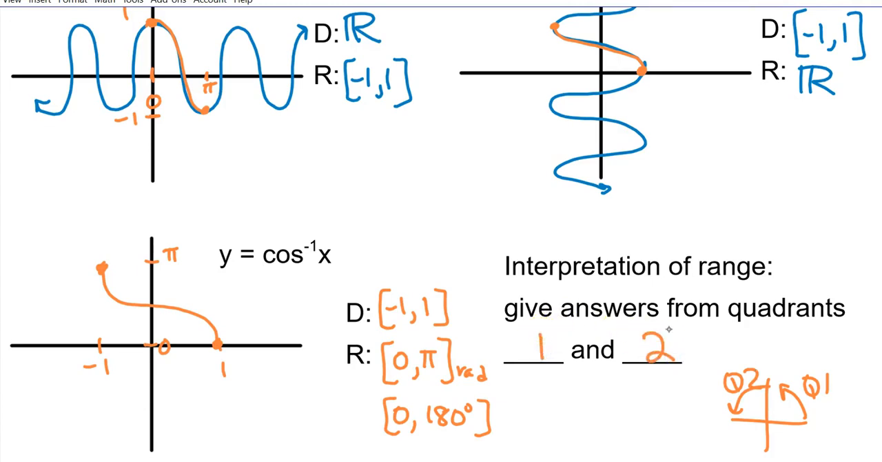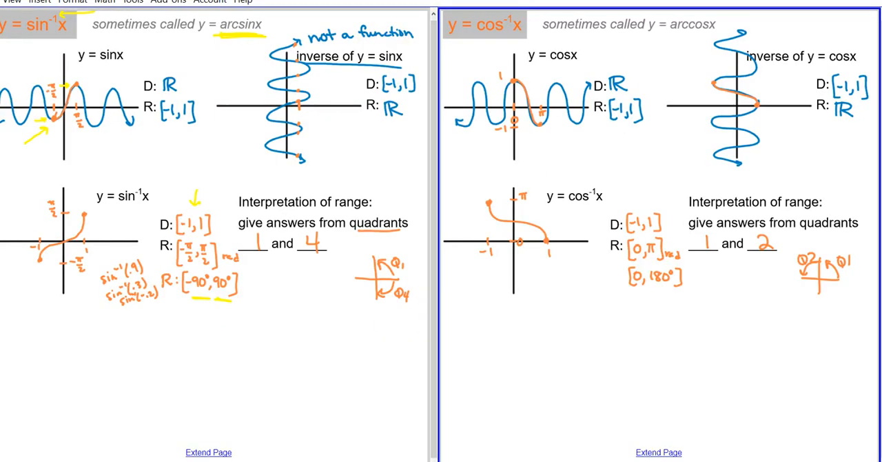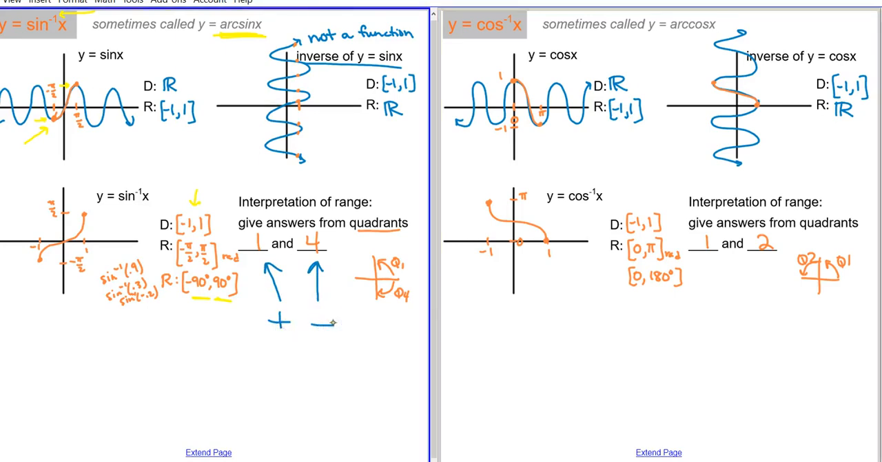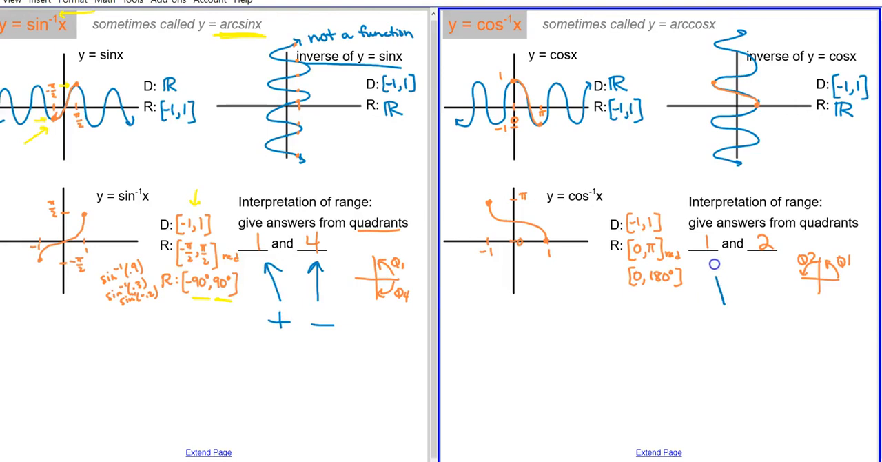Now let's look at something. For the inverse sine function, we gave answers from quadrants 1 and 4. Sine is positive in quadrant 1, negative in quadrant 4. For the inverse cosine function, we give answers from quadrants 1 and 2. Cosine is positive in quadrant 1, and negative in quadrant 2. So you're always going to have two quadrants, one quadrant where it's positive, one quadrant where it's negative, and just to keep it simple, we'll let quadrant 1 always be the quadrant we use for the positive. Then it will either be quadrant 4 or quadrant 2 for the negative. It just depends on the function.